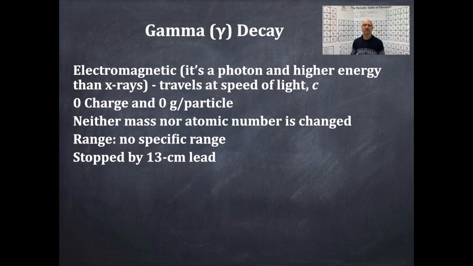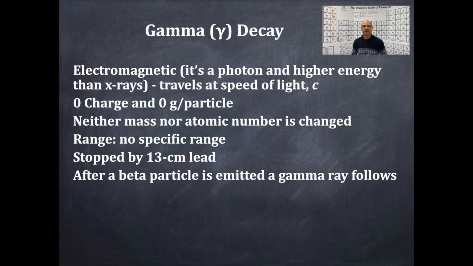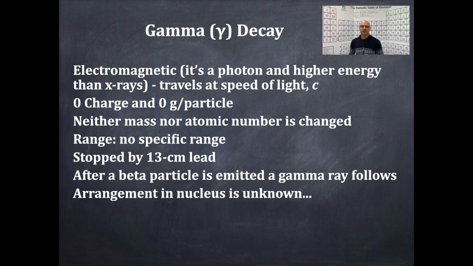What are gamma particles stopped by? High density objects like lead. So thick lead, not just a little bit of thin little wafer lead, but thick lead. Okay, so after a beta particle is emitted, a gamma ray follows. That's what's happening here. Okay, the arrangement in the nucleus is unknown. There's the symbolic notation here of the gamma particle, and it's a 0 and a 0. The mass is 0, the atomic number is 0. And one way that students write this gamma symbol is to write it like a fish.